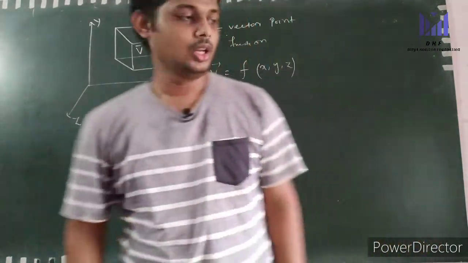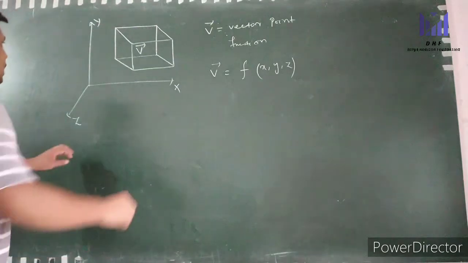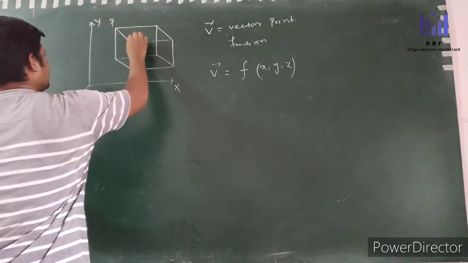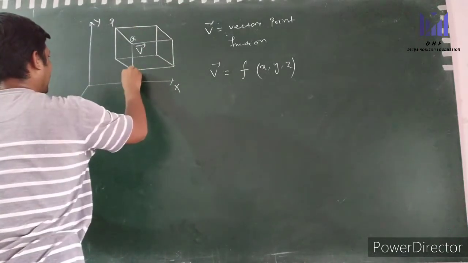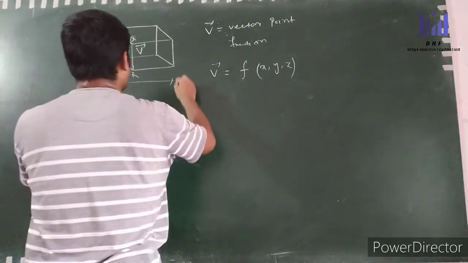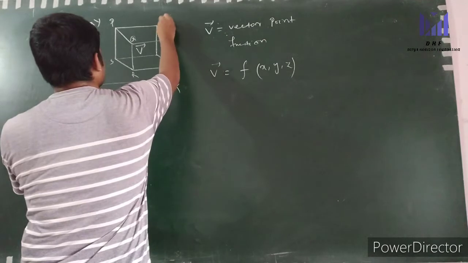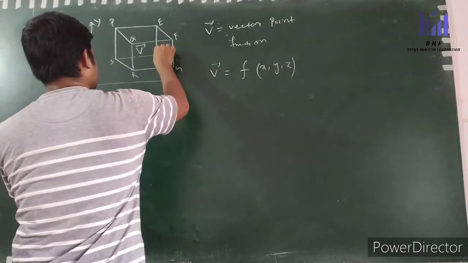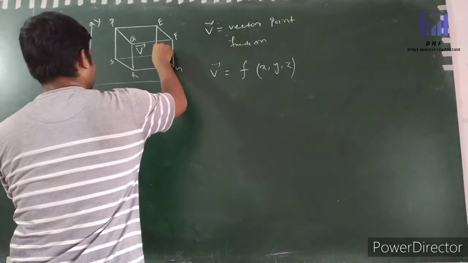So let us give names to these corners. This is P, Q, R, S. This is E, F, G, H, and so on.